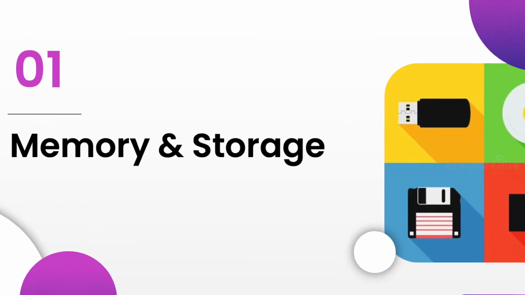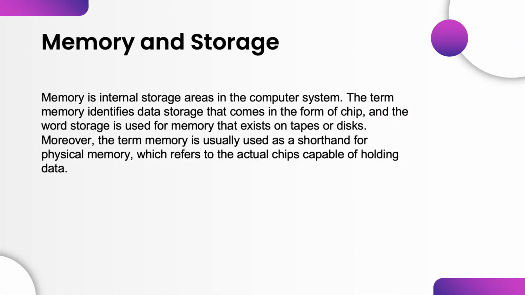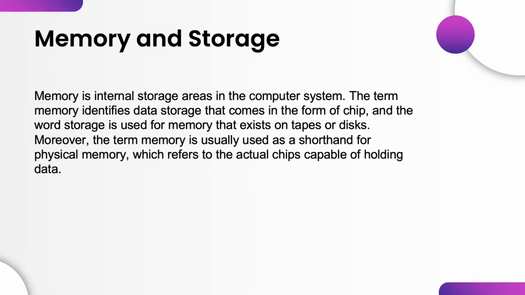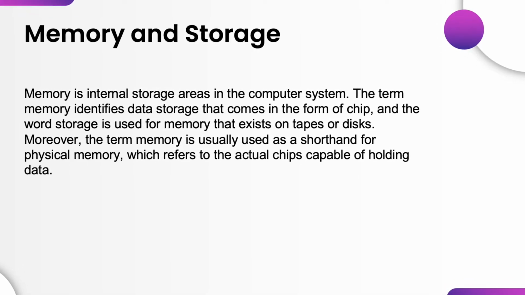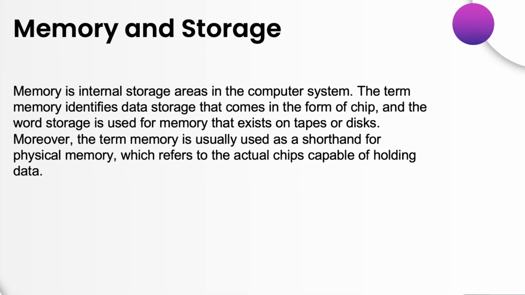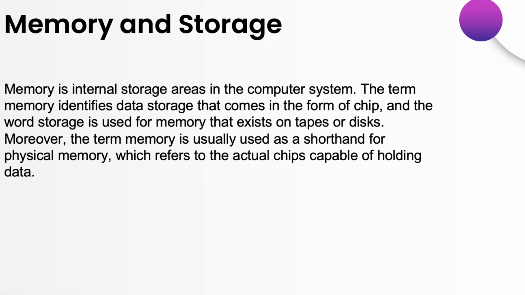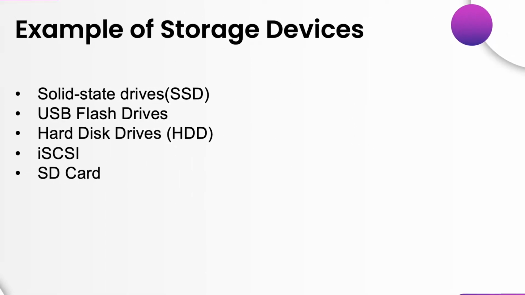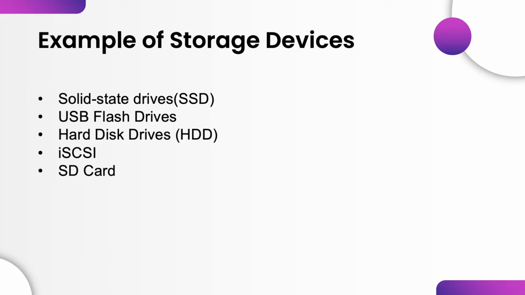We'll begin by looking at memory and storage. Memory is internal storage areas in the computer system. The term memory identifies data storage that comes in the form of chip, and the word storage is used for memory that exists on tapes or disk. Moreover, the term memory is usually used as a shorthand for physical memory, which refers to the actual chip capable of holding data. Examples of storage devices are solid-state drives, USB flash drives, hard disk drive, iSCSI, and SD cards.